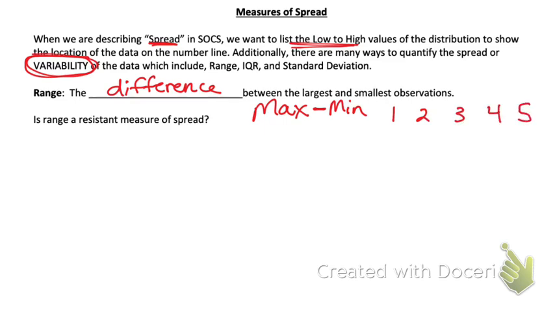Okay, here is a data set, 1, 2, 3, 4, 5. What is the range of 1, 2, 3, 4, 5? 4. I'm going to change 5 to 50. What's the range now? 49. Did the range change? A lot. Is the range resistant? No.